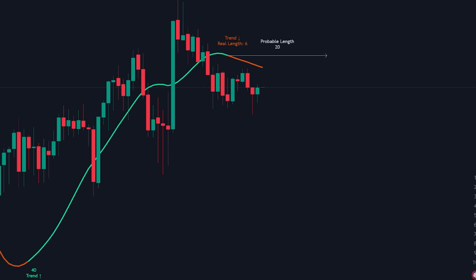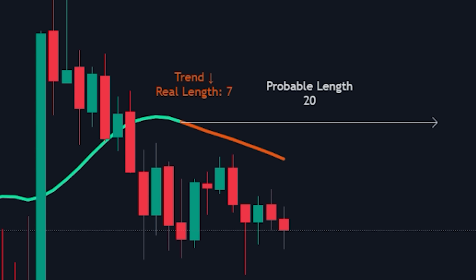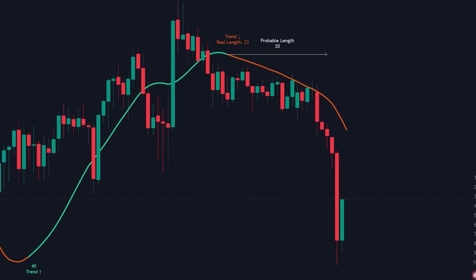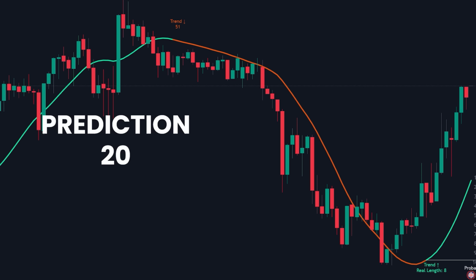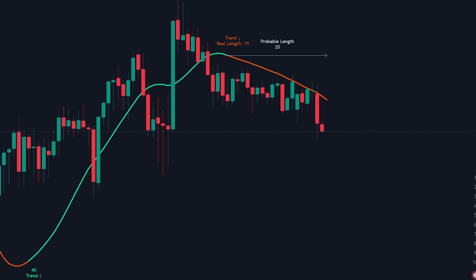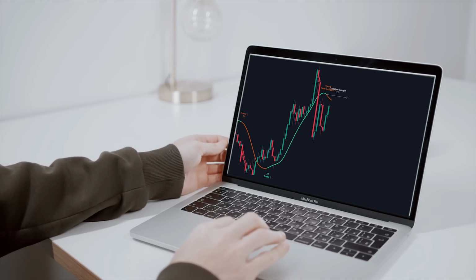Now watch what happens next. Here we had another bearish trend starting to develop. The indicator immediately flagged exactly where this bullish trend would reverse and provided its prediction for how many candles the market would decline. Let's see if it matches the forecast or if we get another surprise. The prediction was for a specific number of candles, but look at this. It actually went down even more candles than predicted. What you're witnessing is the power of the Trend Duration Forecast Indicator by Chart Prime. Let me walk you through what this indicator actually does and how you can integrate it into your trading arsenal.